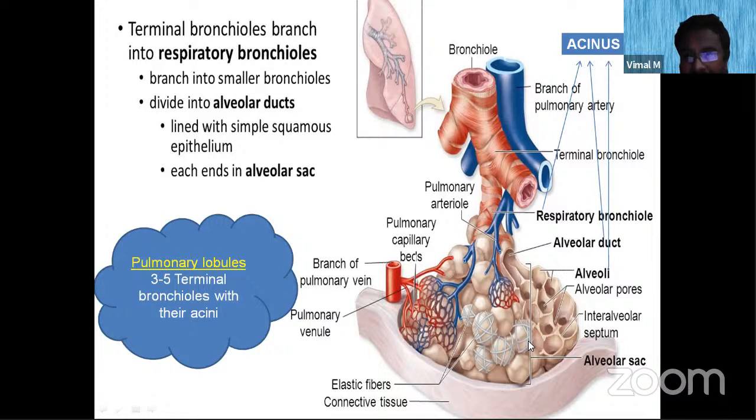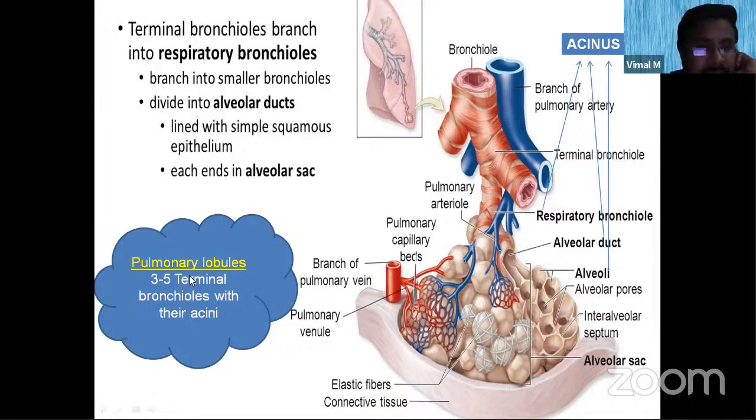So, what constitutes an acinus? Actually, acinus is nothing but the respiratory bronchiole, alveolar duct, and the alveoli. These three together are called the acinus. Very important, please remember. Bronchioles will be divided into terminal bronchiole, respiratory bronchiole, alveolar duct, and alveoli, that is, alveolar sac. The last three, that is the respiratory bronchiole, alveolar duct, and the alveolar sac, constitute your acinus.